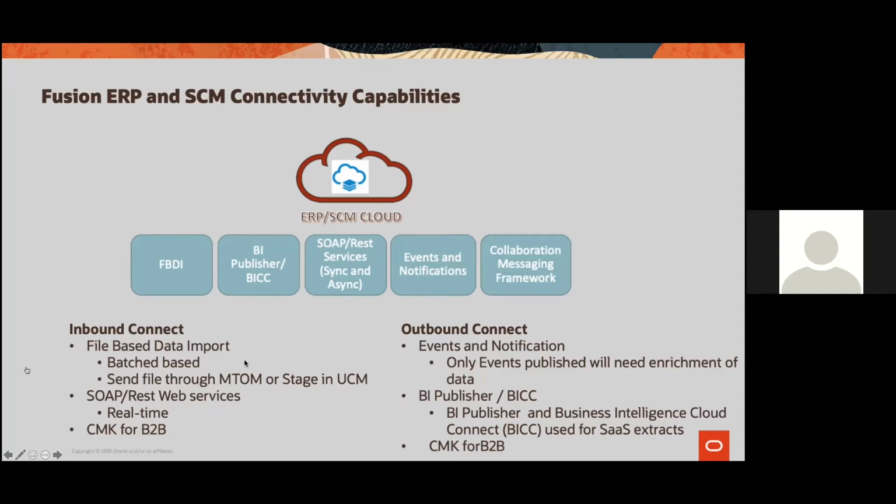That comes to the second point, using tools called BI Publisher, BIP in short, and BICC. BI Publisher allows you to write queries against the raw tables in Fusion and extract data out. BICC is more used for extracts, like if you really want to extract the data out of ERP and host it in a data lake, that's when BICC comes into the picture. And the CMK is applicable for outbound connect as well.